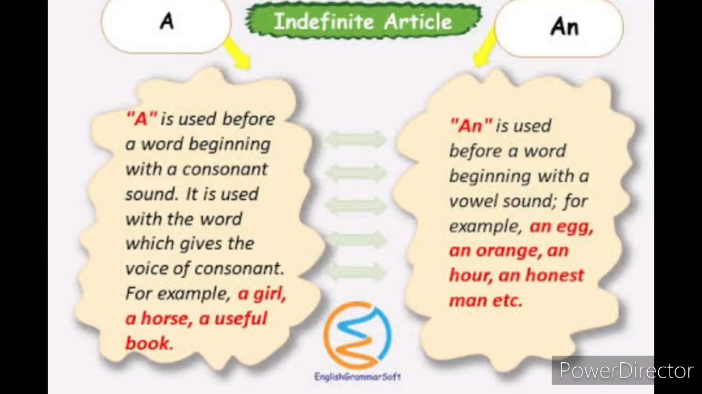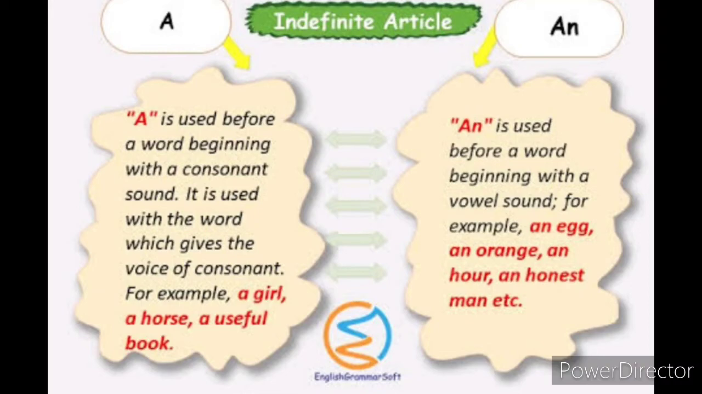Now let's move on to the indefinite articles a and an and their usage. A is used before a word beginning with a consonant sound. It is used with a word which gives the sound of a consonant.